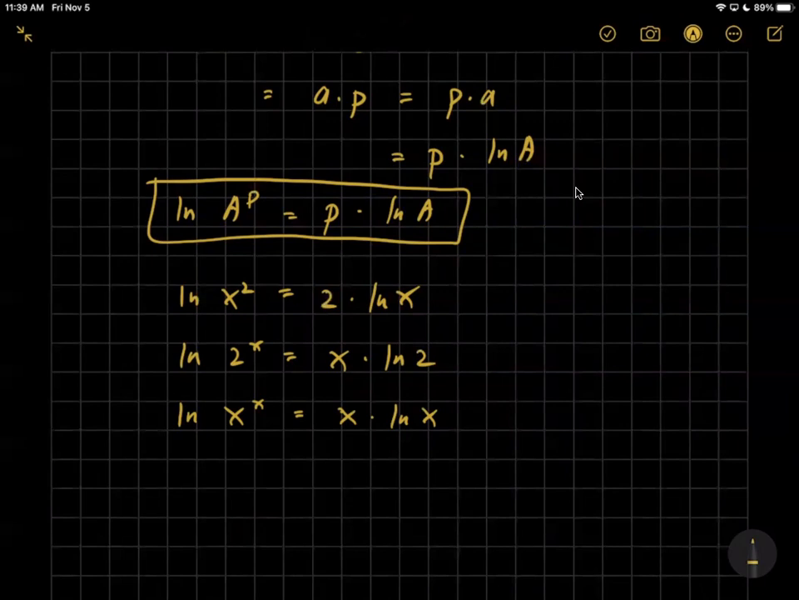Likewise, if we had more complicated things like ln of x raised to the square root of 1 minus x, we could say, well, that's the square root of 1 minus x times ln of x. And we would actually then be able to use a product rule to get a derivative of that. And so that will allow us to do logarithmic differentiation. But this rule of logarithms, the power rule, is essential to being able to do logarithmic differentiation.